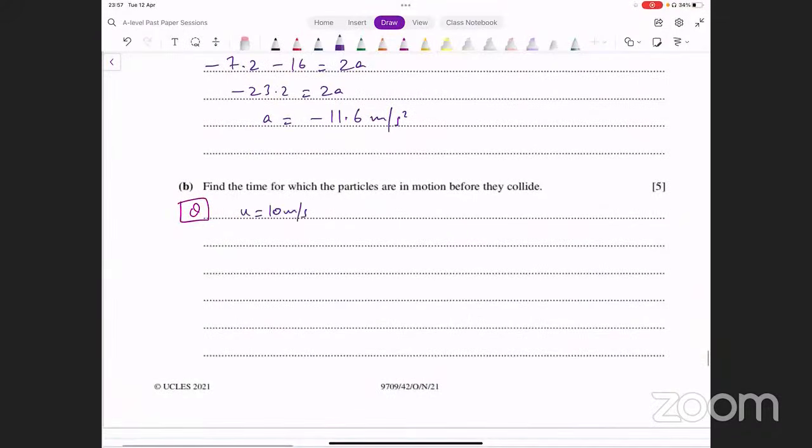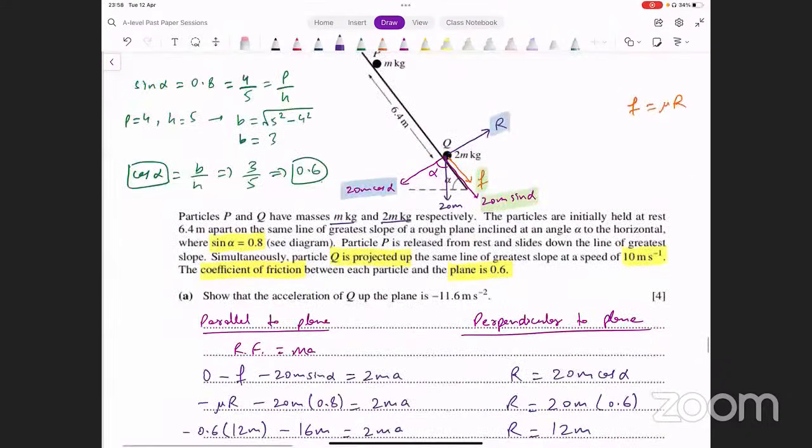10 meters per second पे इसको project किया था upwards direction के अंदर. So we're taking upwards as positive. ये वाली direction positive ले रहे हैं. Initial velocity was 10 meters per second. We know acceleration. We found that in the first part, that was minus 11.6. Now, if we want to find out at what point Q started its return journey, नीचे आना कब शुरू किया, how do you figure that out?